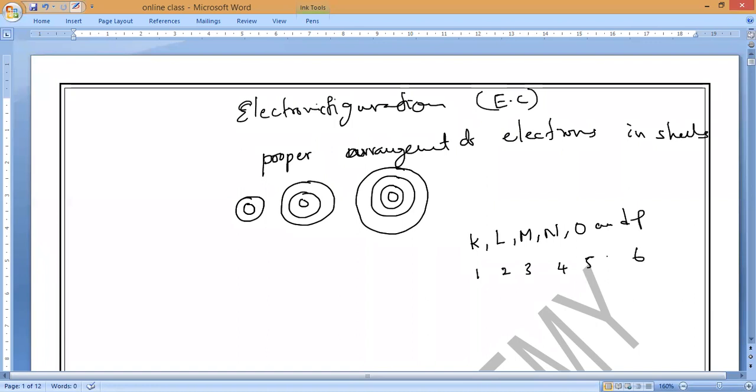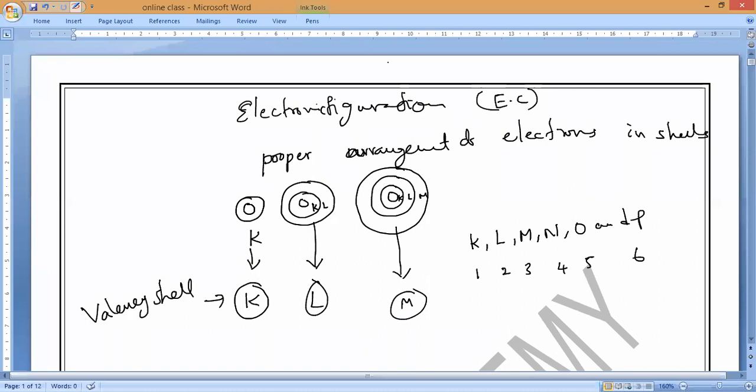So for example, some elements have only the K shell, and some have K and L shells, then K, L, M. Then in this, what is the valency shell? If only one shell is present, the K shell is the valency shell. So, we now talk about the valency shell. If two shells are there, what is the valency shell? The L shell is the valency shell. And if three shells are there, what is the valency shell? The M shell is the valency shell. Is it yes or no?